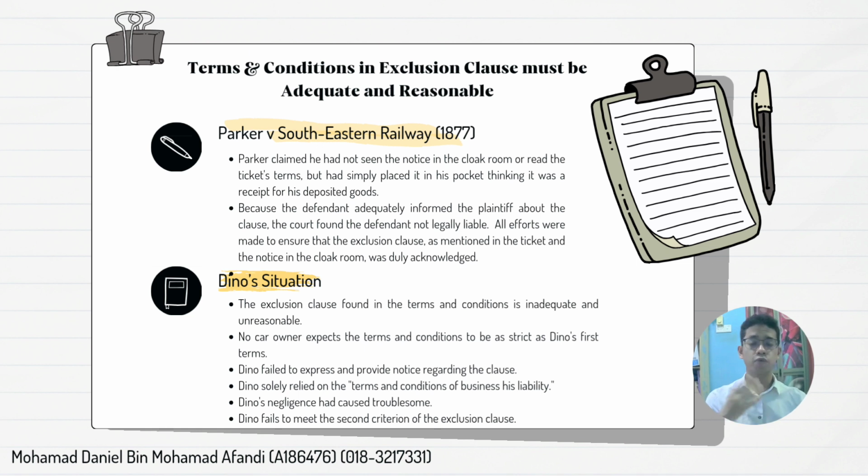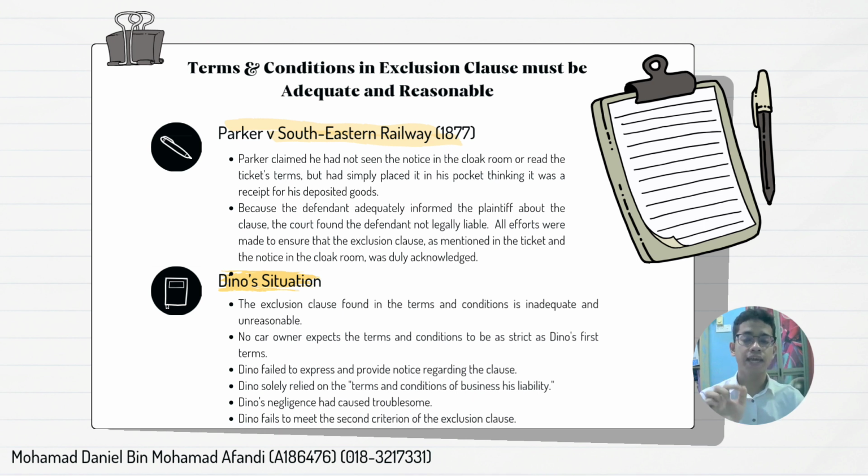Next, it is crucial for the exclusion clause to be deemed reasonable, as we may look at the case of Parker and Southeastern Railway. In this case, Parker claimed he had not seen the notice in the cloakroom or read the ticket stub, but had simply placed it in his pocket thinking it was a receipt for his deposited goods. Because the defendant adequately informed the plaintiff about the clause, the court found the defendant not legally liable. All efforts were made to ensure that the exclusion clause, as mentioned in the ticket and the notice in the cloakroom, was duly acknowledged.